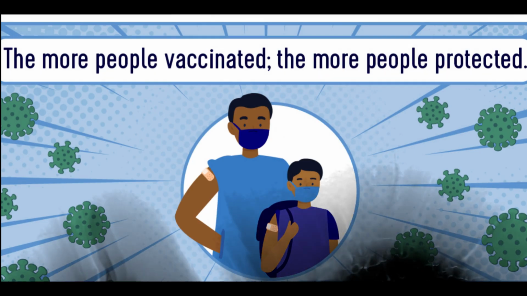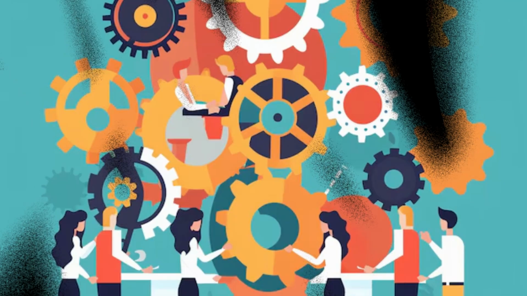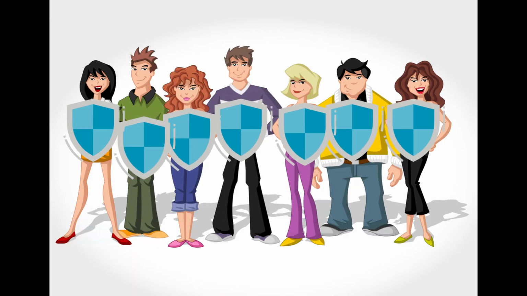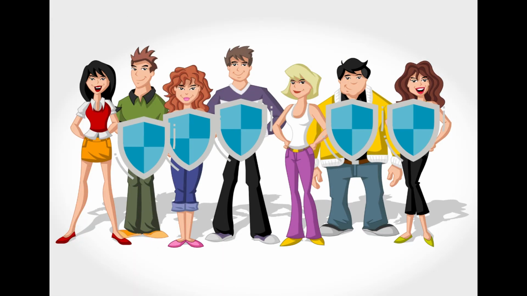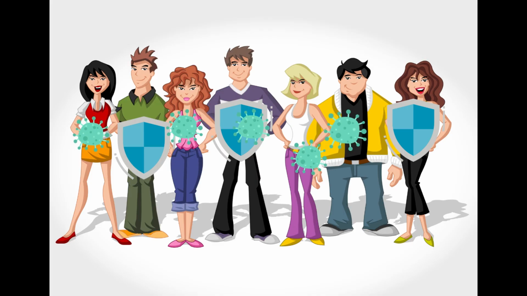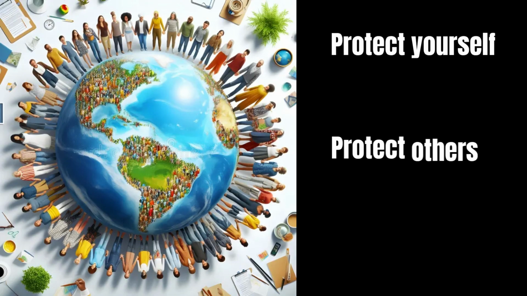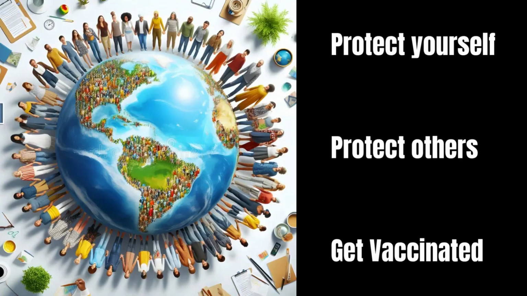Finally, let's discuss why vaccines matter. Vaccines don't just protect individuals, they protect communities. Think of society as a machine with many cogs. Even if most are working, every missing cog reduces efficiency. When too many people skip vaccines, diseases spread more easily, putting vulnerable groups like babies, older adults, and those with weakened immune systems at risk. It's important we all know: protect yourself, protect others, and get vaccinated.